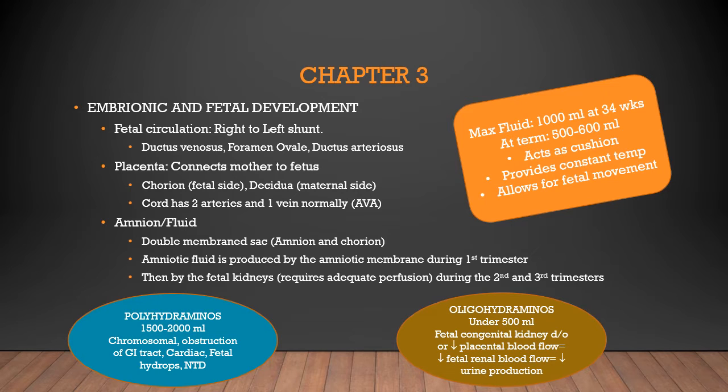Oligohydramnios is when there's under 500 milliliters of fluid, and that means that the baby is eating and drinking but not making urine. And this oftentimes is related to fetal congenital kidney disorders or decreased placental blood flow, and both of those relate to decreased fetal renal blood flow, which causes decreased urine production. So we take the measurement of amniotic fluid very seriously during our ultrasounds.